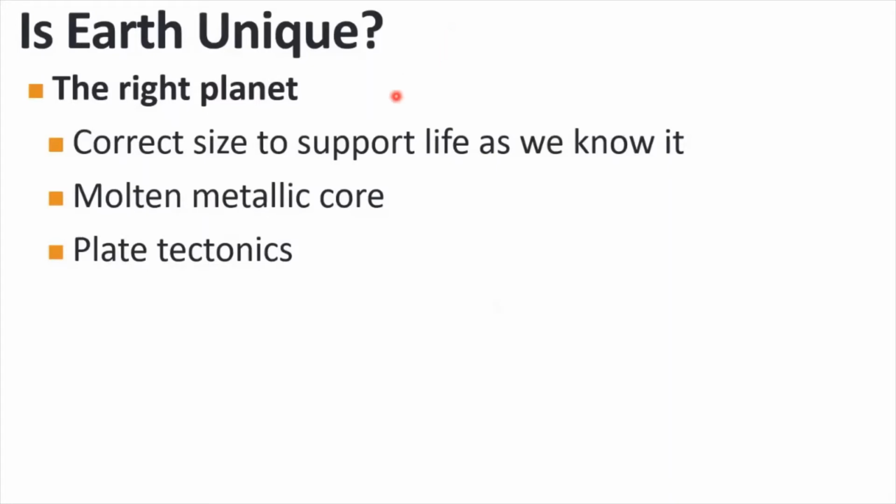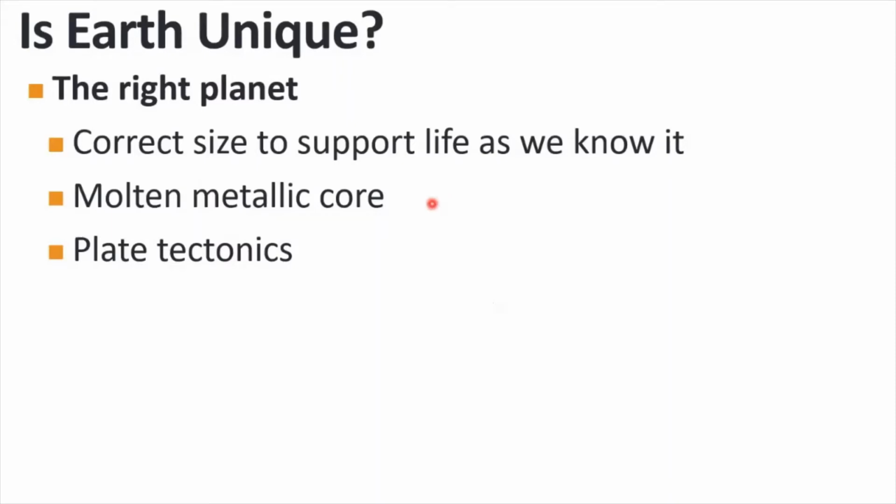Well, it's the right planet. It is the correct size to support life as we know it. If the mass of the Earth was different, the atmosphere would be very different. For example, if it was larger, there'd be too much ammonia and methane. If it was smaller, there'd be too little oxygen and water.